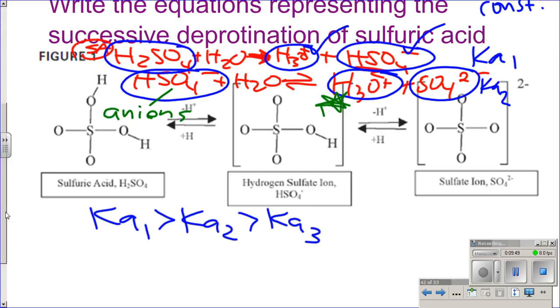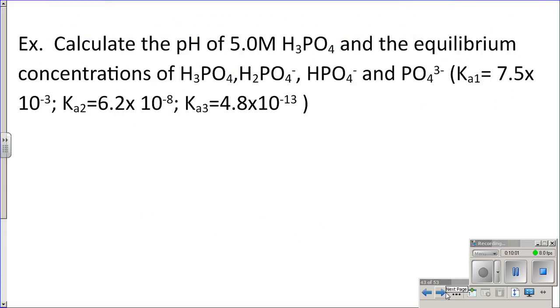So if I could make this like HSO4 2 minus, that's not true, but if I did, that would even be harder, so it would have a smaller Ka value. So let's do some problems like this. Let's calculate, and this one I think is the one that's on your packet. Is it 5.0? Yes. Okay.